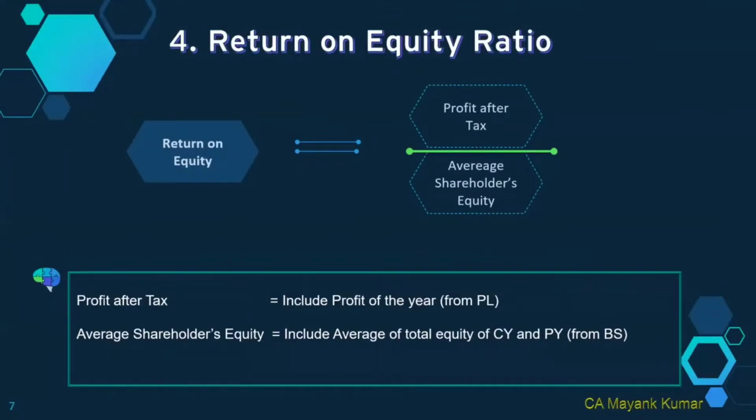Next ratio is return on equity ratio. It is a very simple ratio which shows how much the company is earning over its share capital. It is calculated by dividing profit after tax by average shareholders' equity. Profit after tax means the profit for the year from the profit and loss account. And average shareholders' equity means average of total equity, that is share capital plus other equity of current year and previous year from the balance sheet.